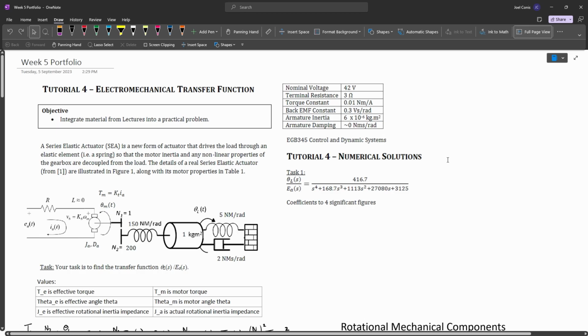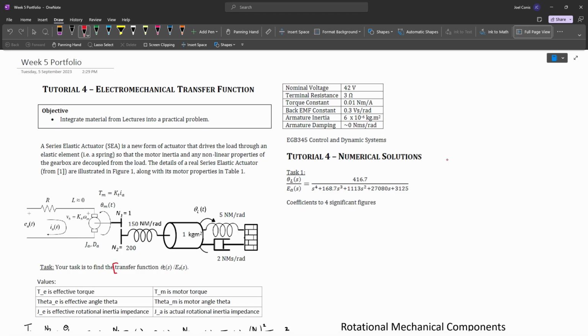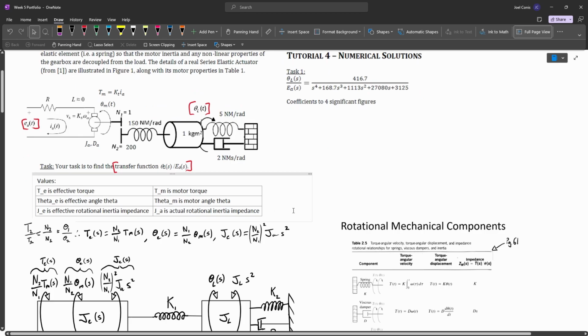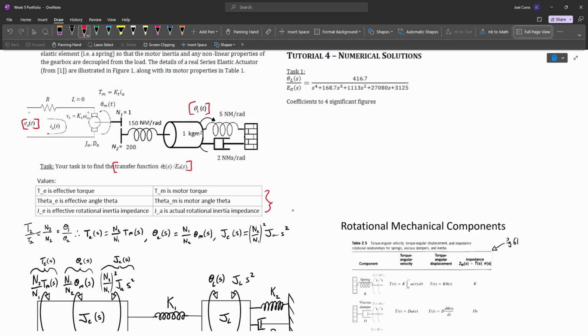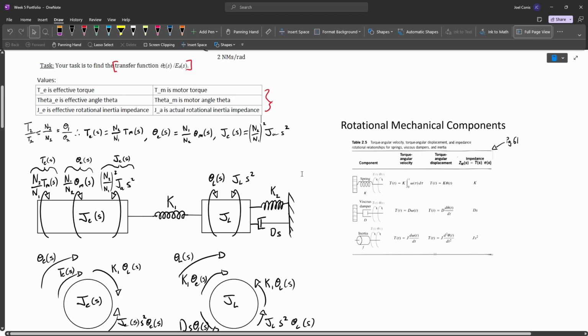So starting off, we're tasked to find this transfer function, theta L on EA. EA is this voltage here, and theta L is this angle at the load. Okay, here are the values that we're working with. This just makes sure that the notation makes sense and we can understand what the values are.